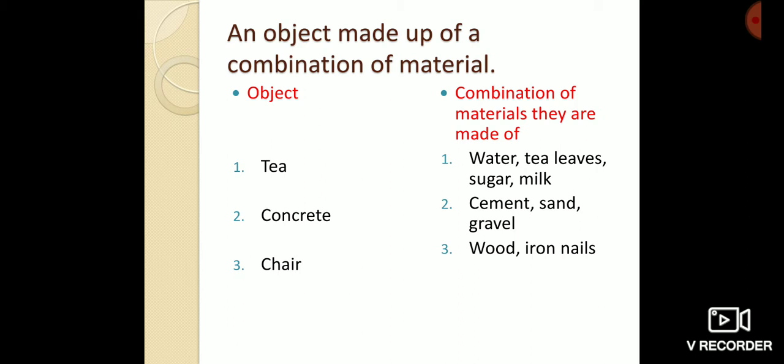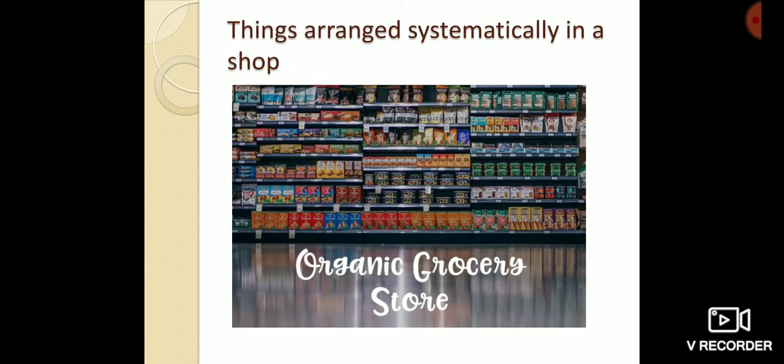And most important, an object may be made up of a combination of materials. So to decide which material should be used for making a given object, we need to classify them. Now let's see what we mean by classification. A grocery shop has many things.